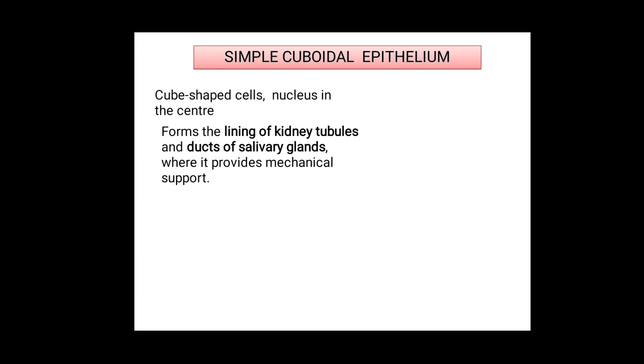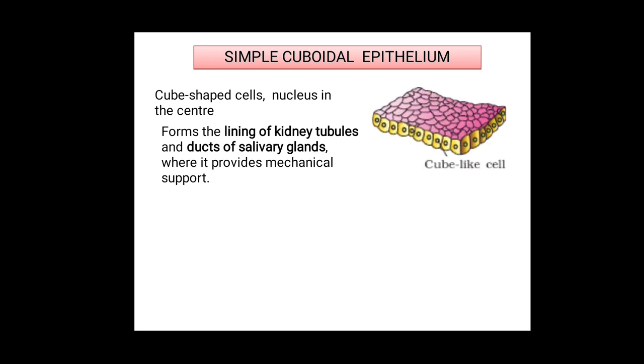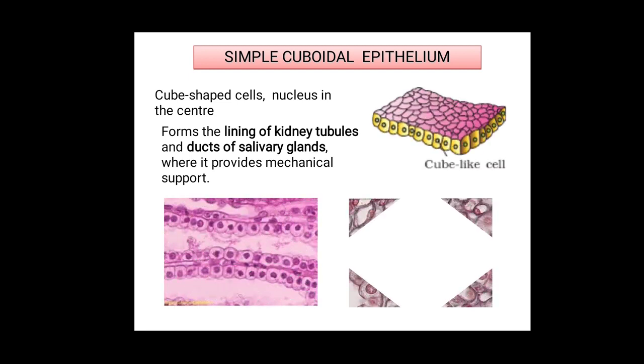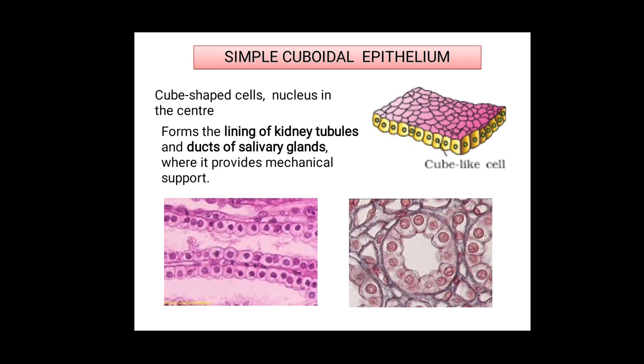As the name suggests, they are cube-shaped cells. Nucleus is in the center. Very important. You can see cuboidal cells. On the right hand side is a transverse section, and on the left hand side is a longitudinal section of any duct or any tubule. It could be a tubule of the kidney, it could be a tubule of the salivary gland. So this is how simple cuboidal looks. Look at the nucleus, right in the middle, a very prominent nucleus is visible.